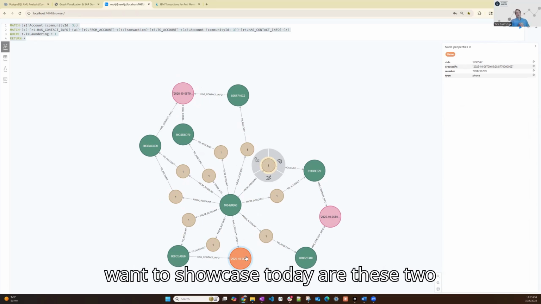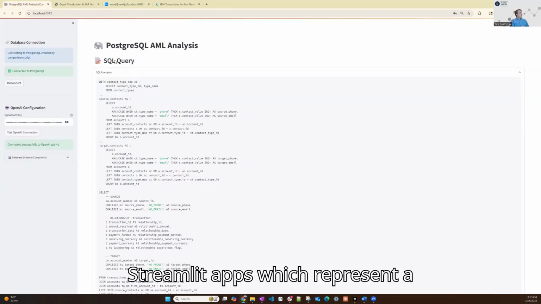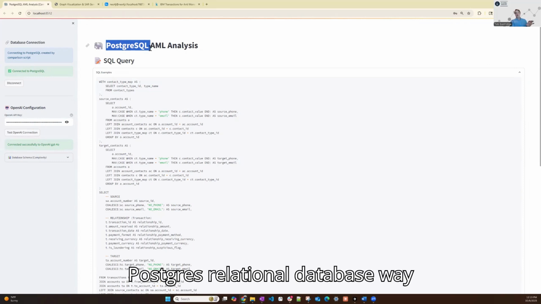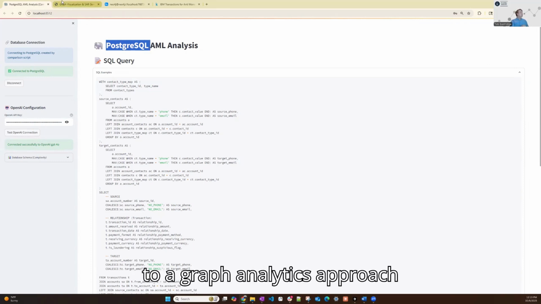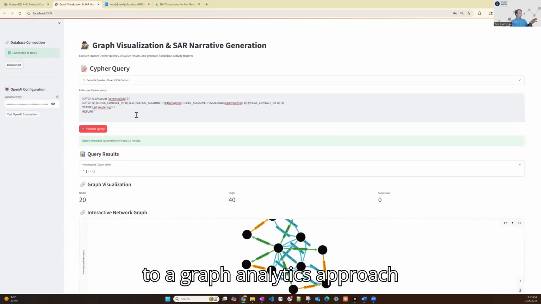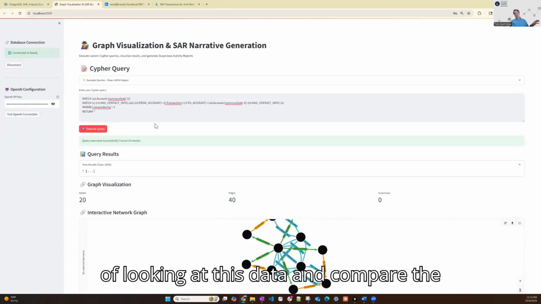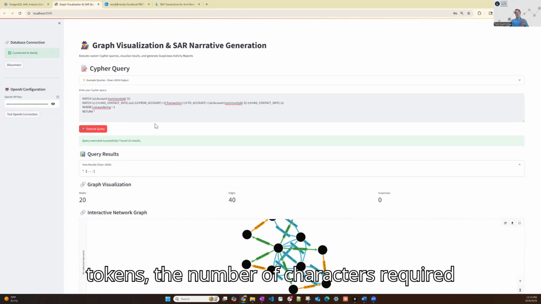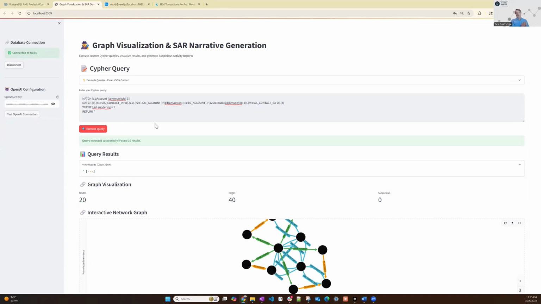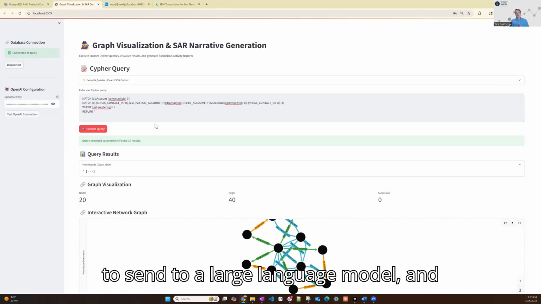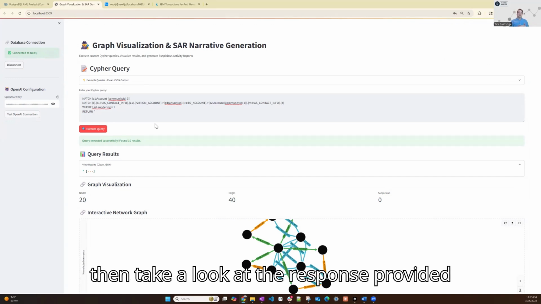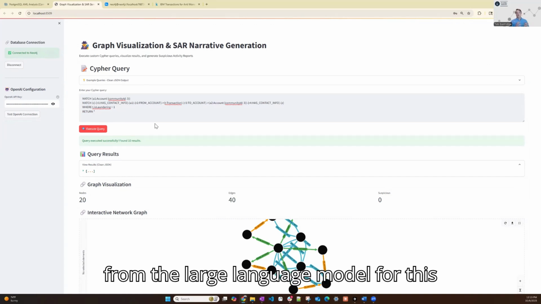And what we want to showcase today are these two Streamlit apps, which represent a Postgres relational database way of looking at this data compared to a graph analytics approach of looking at this data, and compare the tokens, the number of characters required to send to the large language model, and then take a look at the response provided from the large language model for this task.